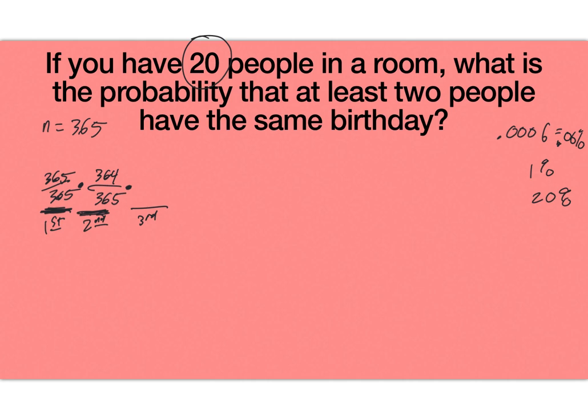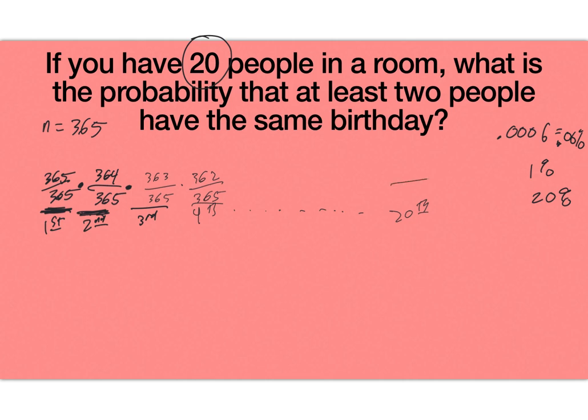What is the probability that the third person in the room has a different birthday than those two? 363 out of 365. Make your guess real quick. What's the fourth? 362 over 365. And we're going to keep going until we get to the 20th person.